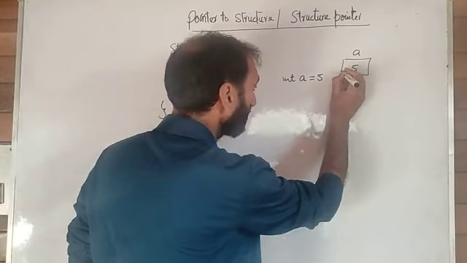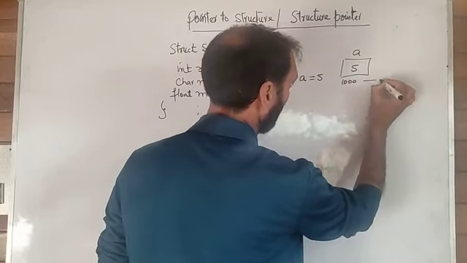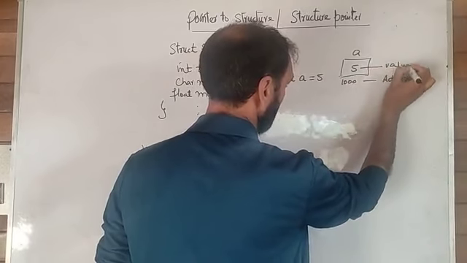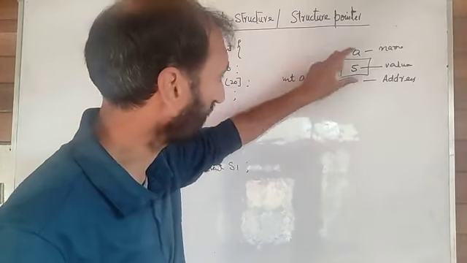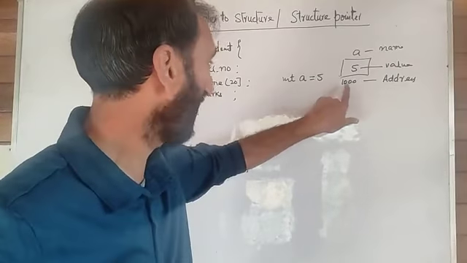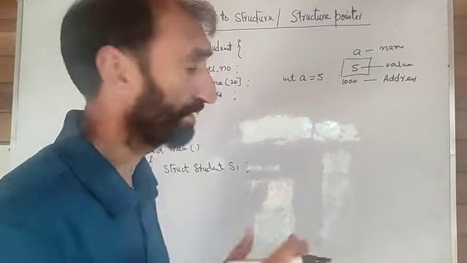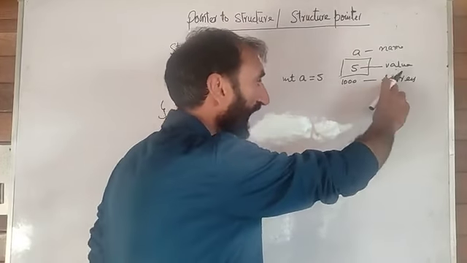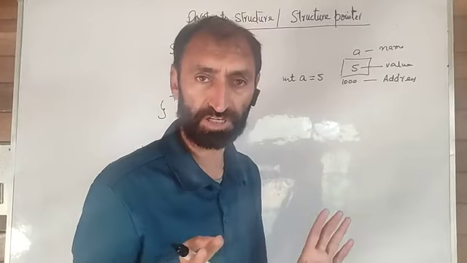For example, we know that a variable has 3 properties or attributes: address, value, and name. A is the name of the variable, 5 is the value that is stored in A, and the third one is the address, which is going to be generated by the operating system automatically. So, for example, here 1000 is the address of this memory location, A.